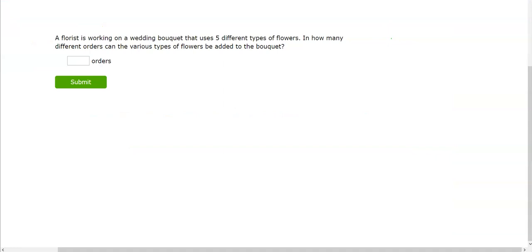Now, a florist is working on a wedding bouquet that uses 5 different types of flowers. How many different orders can the various types of flowers be added to the bouquet? Well, to really look at this, let's make it a little bit simpler. Let's say there's 3 flowers: a red flower, a blue flower, and a green flower. So let's look at all the different ways where we can arrange 3 flowers.